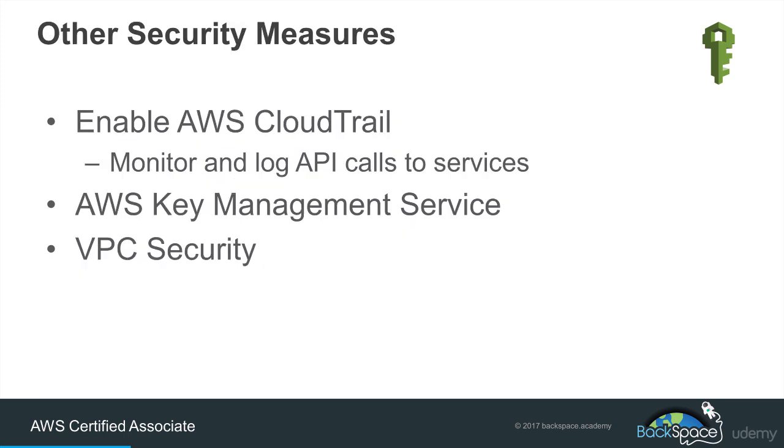So outside of AWS IAM, there's some other security measures that also would be considered very important, that you should also be looking at implementing. So the first one is enabling AWS CloudTrail. AWS CloudTrail will monitor and log API calls to all services within your account. So if you've got a user and they're accessing through the console, everything that they're accessing will be logged.